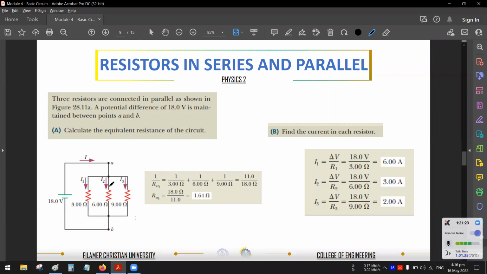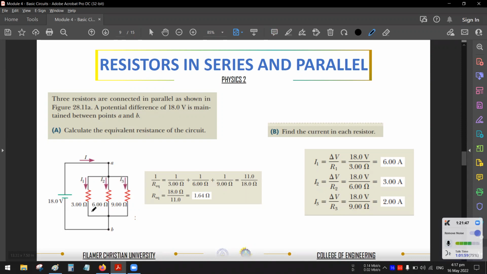So this is just a simple parallel combination of 3 resistors. Tingnan nyo na lang, no? Yung total current natin, in-split natin into 3. Diba? You have I sub 1, I sub 2, and I sub 3 with respect to this value of resistors.